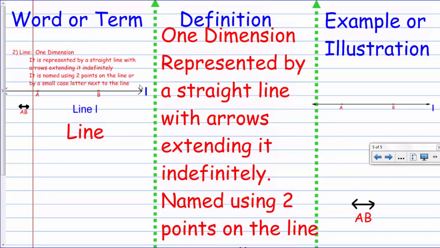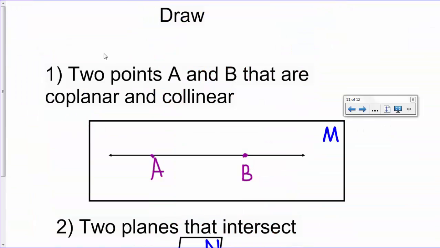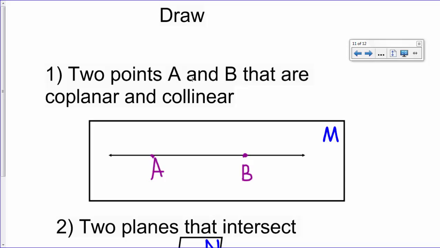Here's the same thing. These are the notes that I originally showed. Here's how to put it into 3 columns. Line is defined in the column 2, and an illustration and how it's symbolized. The final thing I'll show you are some basic drawings. I have a couple of examples for you to look at.